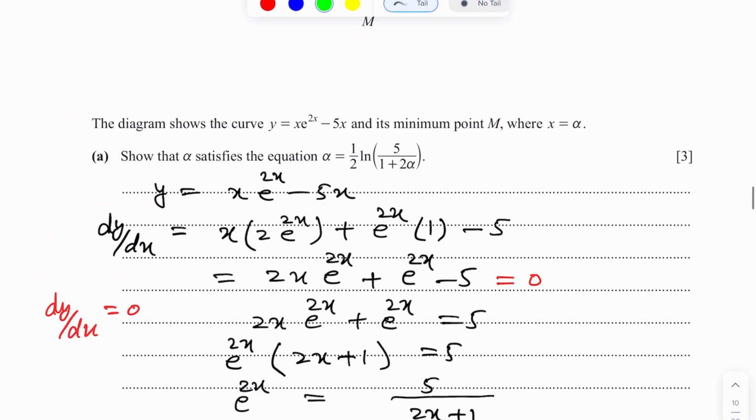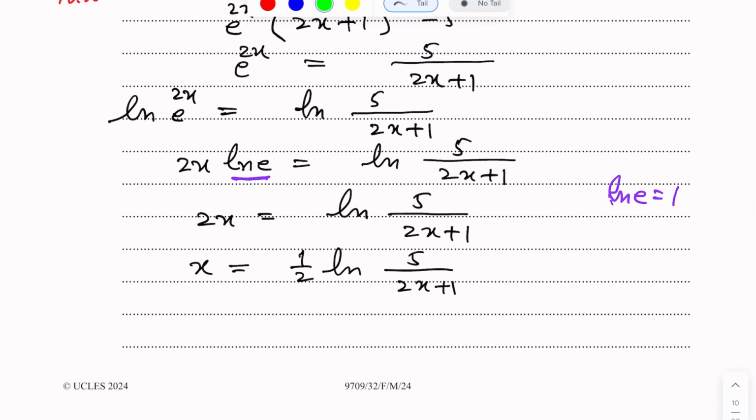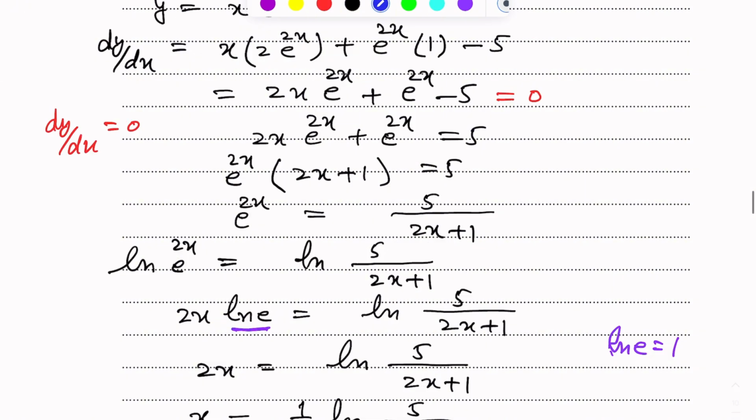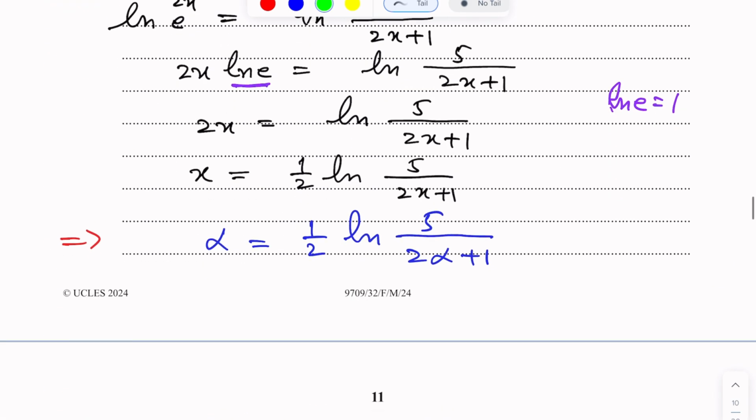Since the value of x for this minimum point is represented by alpha, in place of x we will put alpha. So alpha is equal to 1 over 2 log 5 over 2 alpha plus 1, and this is what we had to show. Alpha is equal to 1 over 2 log 5 over 1 plus 2 alpha.